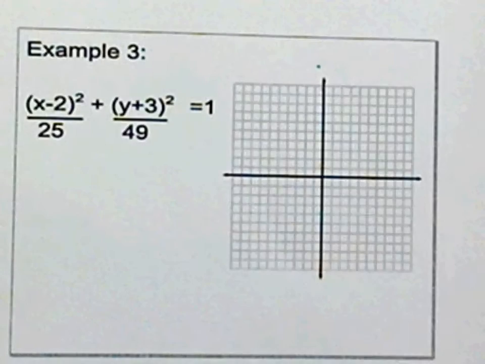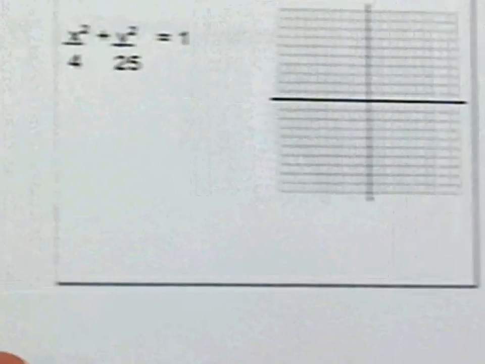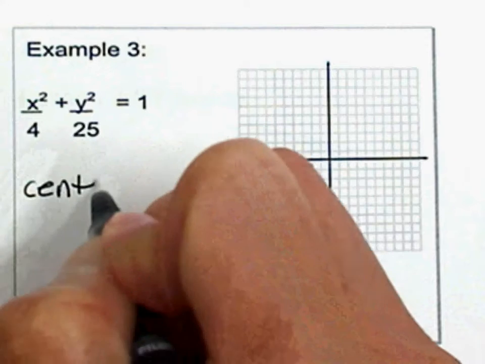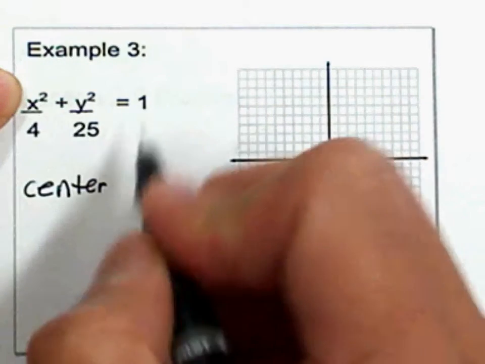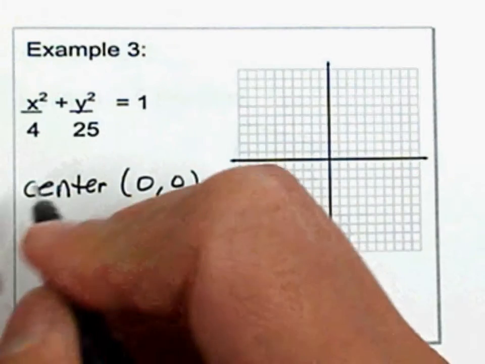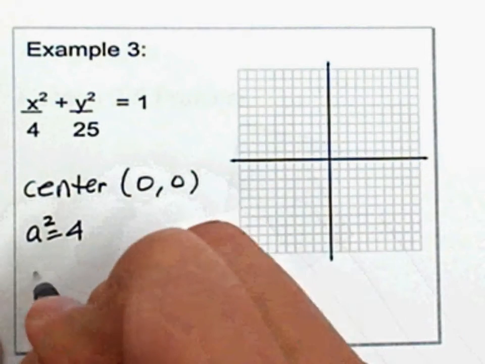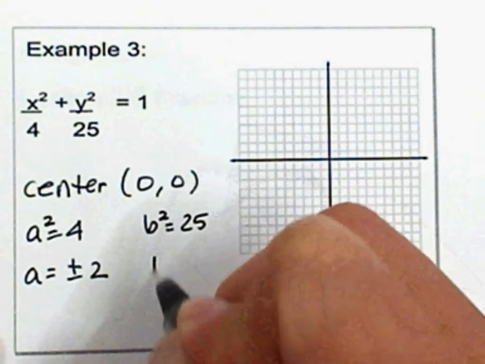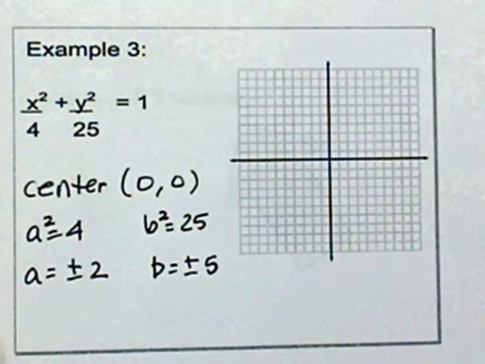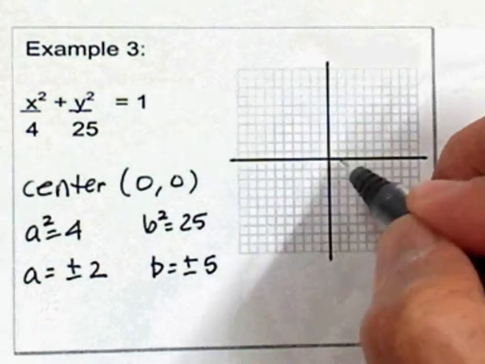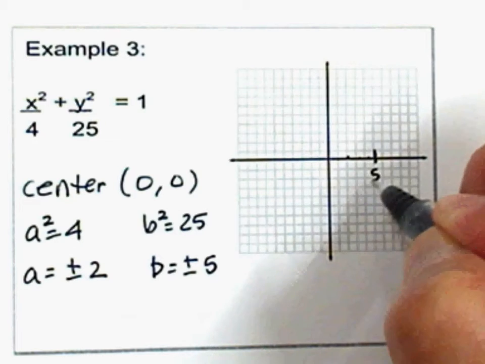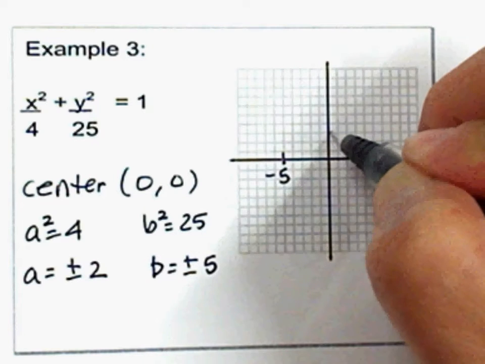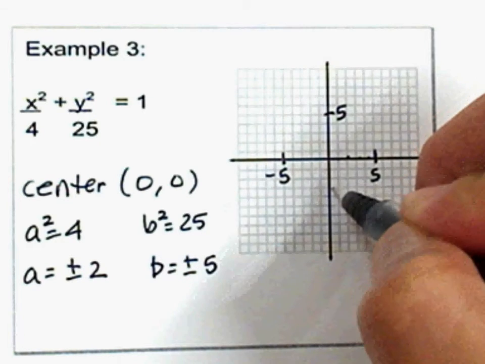Okay, let's look at example 3. Here's another one. So what is your center? There's no number with that x, there's no number with that y, so it's just 0, 0. A squared equals 4, so A is equal to plus or minus 2. B squared equals 25, so B is plus or minus 5. All right, so let me label the axes, 1 through 5 and negative 5.